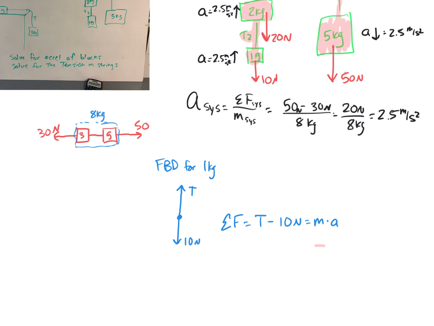And I have all that information. The acceleration was 2.5, the mass is 1. So that says tension equals 10 newtons plus 2.5 newtons, or the tension equals 12.5 newtons of upward force. So that means that rope 2, tension 2, has an upward pull on this block of 12.5 newtons.